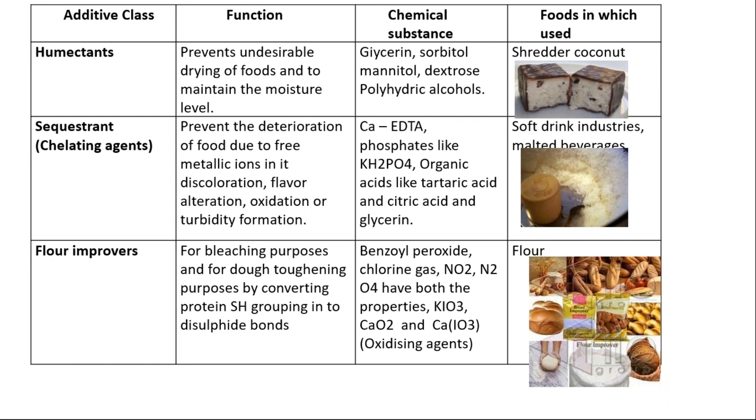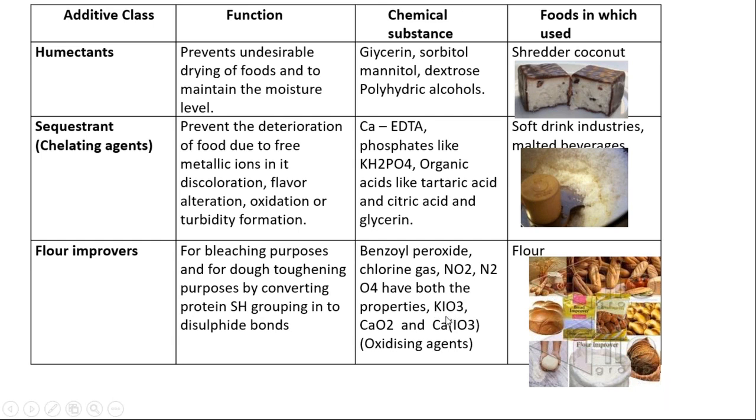Flour improver is a very common food additive which is used in the baking industry, and these flour improvers are used for bleaching purposes and for toughening the dough. These include benzoyl peroxide, chlorine gas, nitrogen, potassium iodate, and if you recollect, very recently there was a hue and cry on potassium bromate.